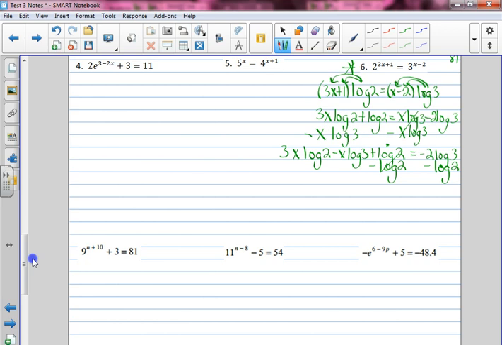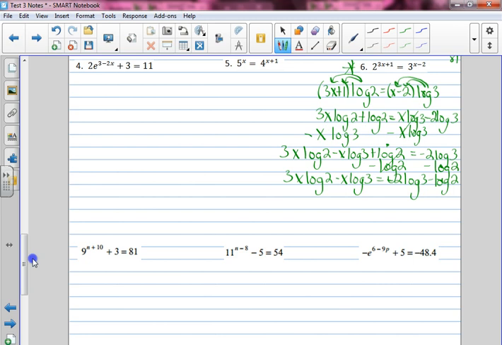This problem is a difficulty of about a 10. This one's hard. So you get 3x log 2 minus x log 3 equals negative 2 log 3 minus the log of 2.